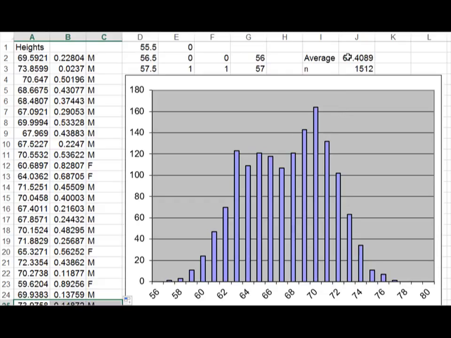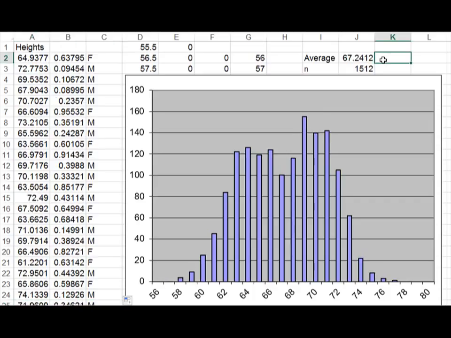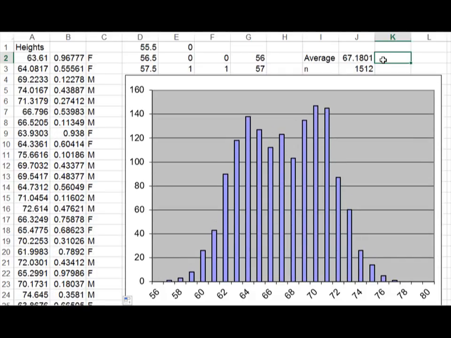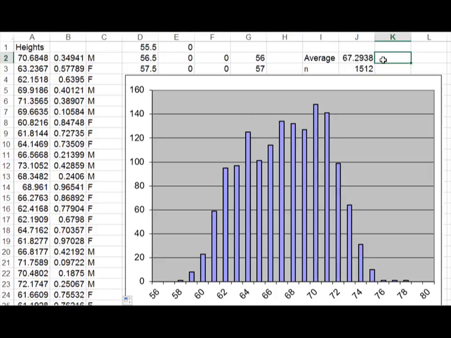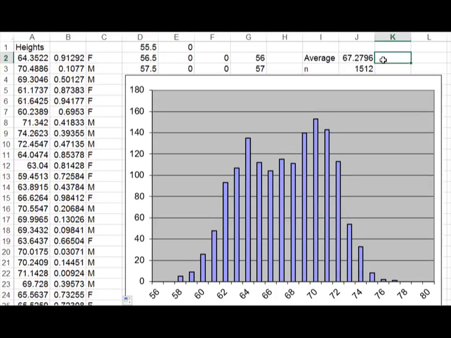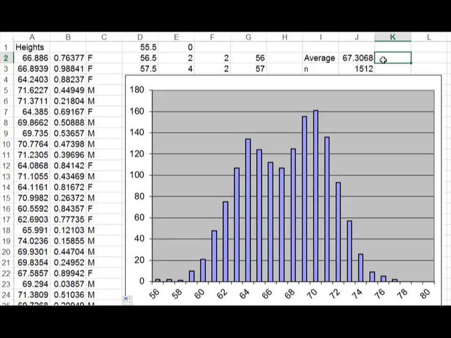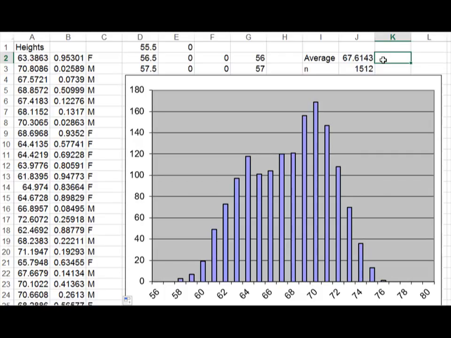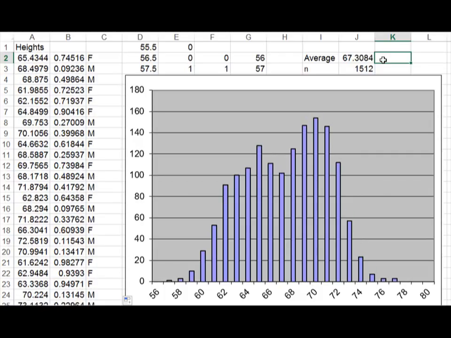Why is it then that this sample mean is not 67 inches, or maybe slightly below it? Well, maybe that was just bad luck. So we collect another sample of 1,512 observations. And again, we get a sample mean that's above 67, although it's close. Now it's 67.2, 67.2, 67.3, 67.3, 67.3, 67.3. You should start wondering why, well, that's 67.6, that's very strange.